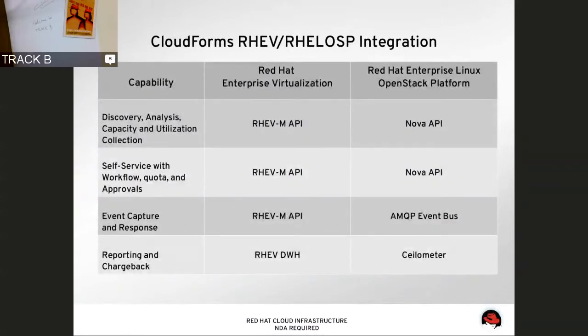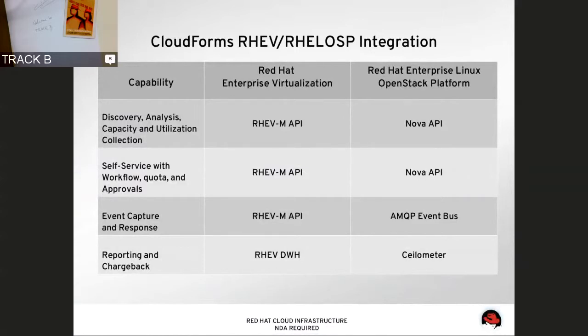So not only are we integrating RHEV and RHELOSP together, but we're integrating CloudForms with both RHEV and RHELOSP. To date, with RHCI 4, we already have this level of capability. We're leveraging the Nova API in the OpenStack platform, and in RHEV, we're leveraging the RHEVM API to provide discovery, analysis, and capacity utilization collection. We are also already providing self-service from CloudForms across RHEV and OpenStack with quota and approvals. We're also doing event capture, so we connect to the AMQP event bus on RHEL OpenStack platform, today with Qpid, and we'll talk about RabbitMQ in the future in a few more slides.